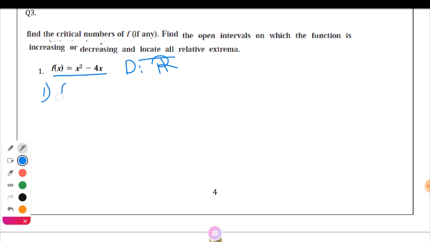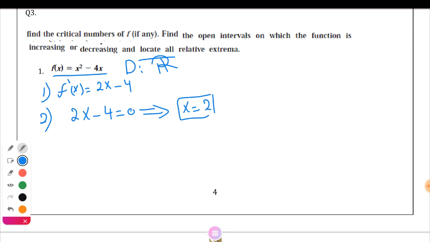Here, the first step, as usual, find the derivative of the function, which is just apply the power rule on each term: 2x minus 4. Second step, to find the critical number. Since we are talking about a polynomial function, the critical number occurs when the derivative equals 0. Here 2x minus 4 equals 0 implies what? x equals 2.